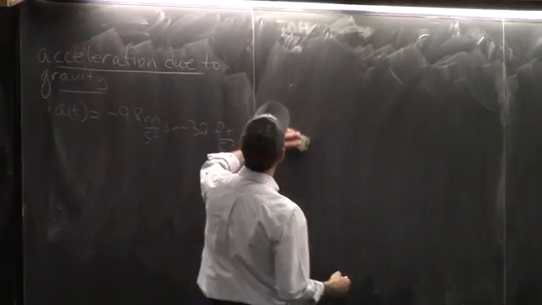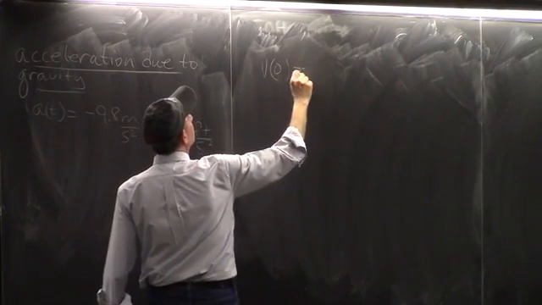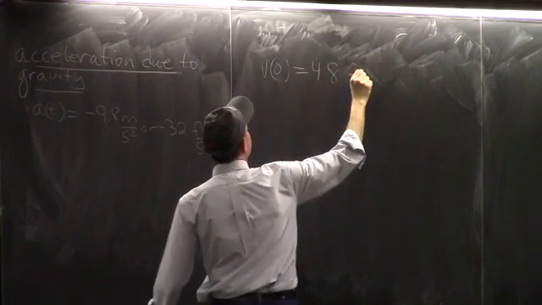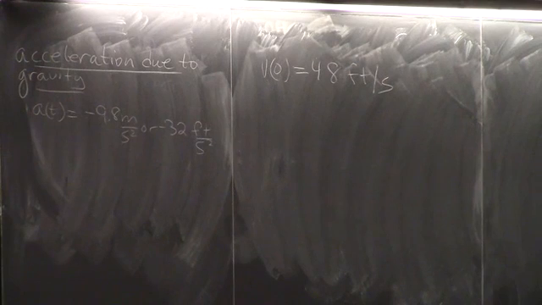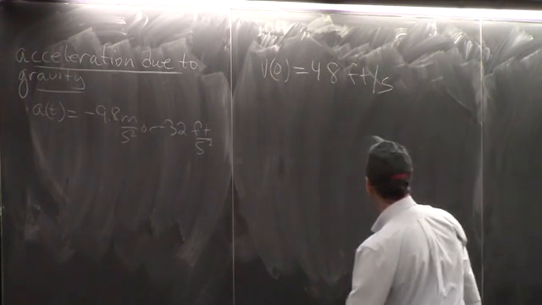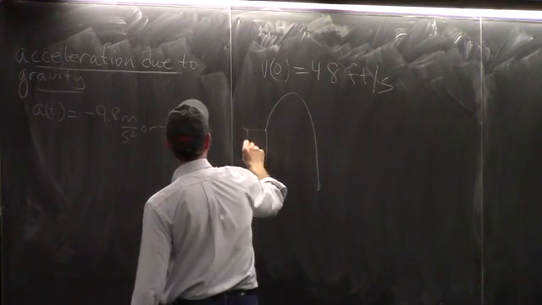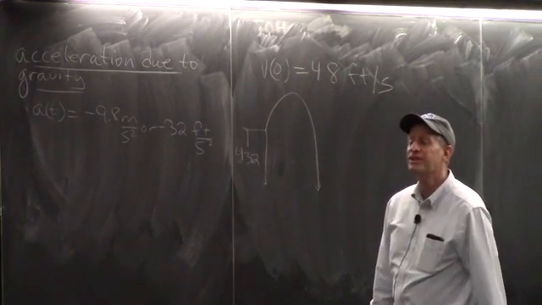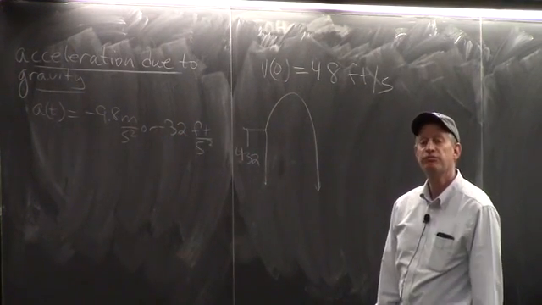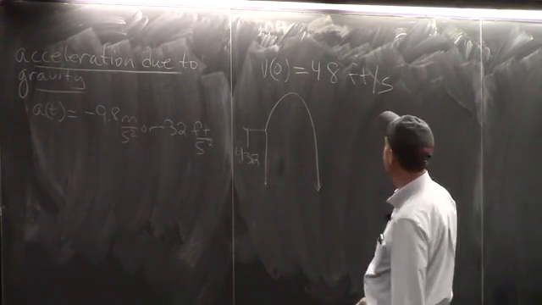Okay, a ball is thrown upward from a cliff with a speed of 48 feet per second. So you're tossing it up. And the cliff is 432 feet above the ground. So you've got a cliff, and you toss the ball up. And this is 432 feet. So that means your initial position is 432, and your initial velocity is 48.